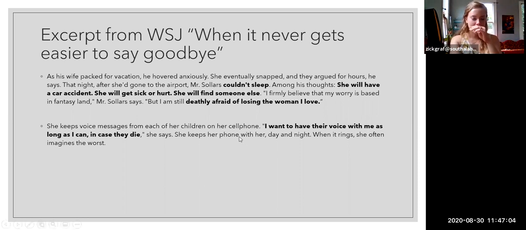She also engages in other kinds of avoidance, like making sure she always has her phone on her so that she can get bad news right away. And she experiences a lot of anxiety when her phone rings because she always anticipates the worst. Every time her phone rings, she thinks it's going to be news that one of her children is dead.